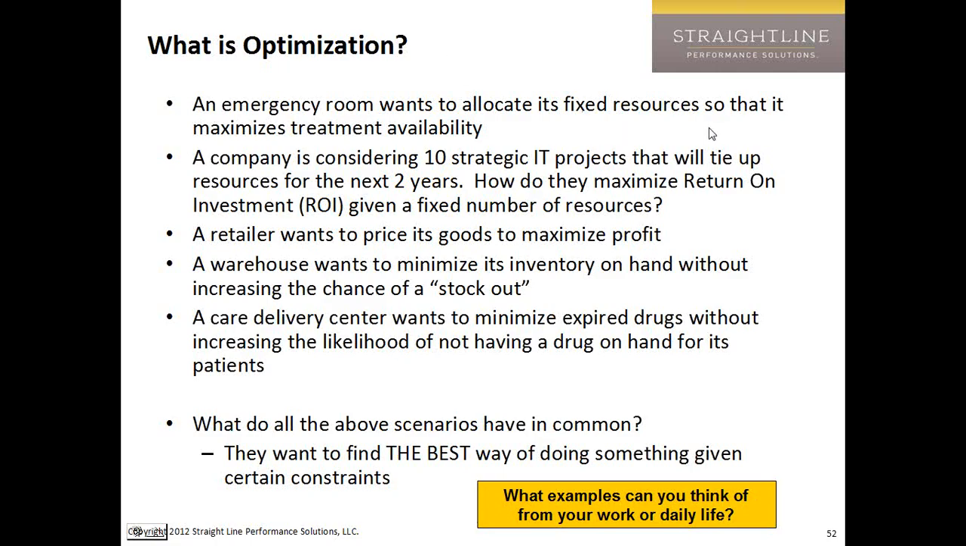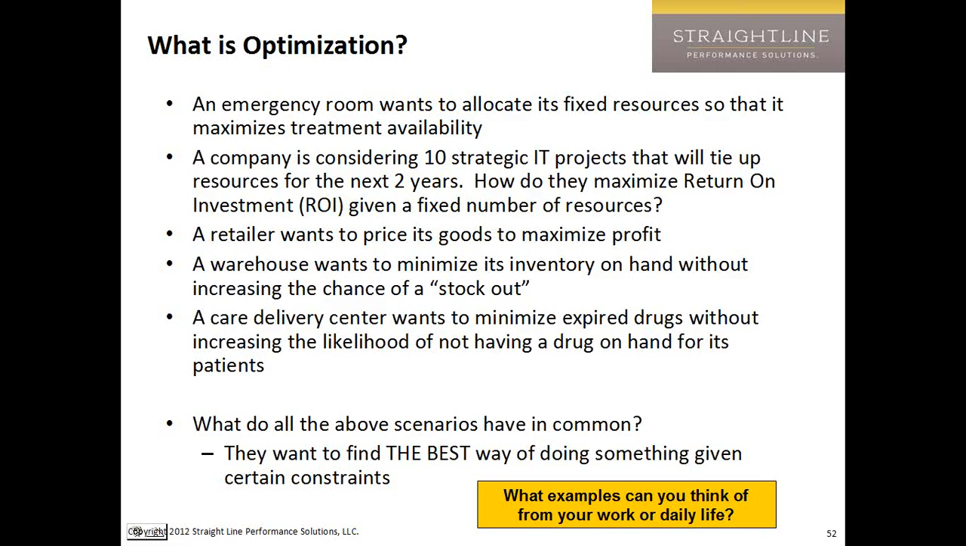Here are some examples. For example, an emergency room might want to allocate its fixed resources so that it maximizes treatment availability. So here we have constraints on the resources, and availability is what we're trying to maximize. Another company is considering 10 strategic IT projects that tie up resources over the next 2 years. How do they maximize return on investment given a fixed number of resources? Very common problem. Wouldn't we like to have an objective, rational way of solving that?